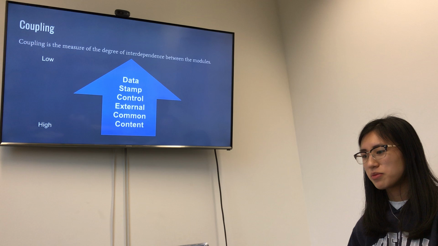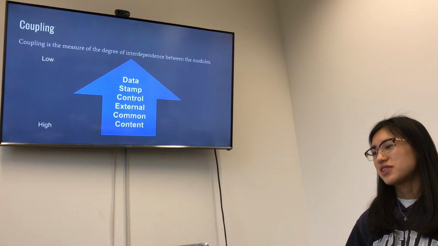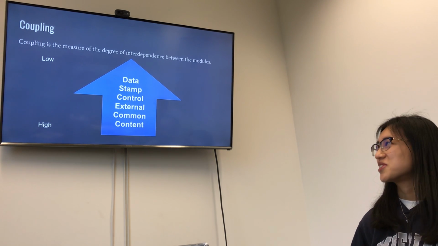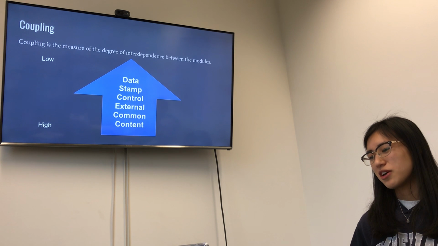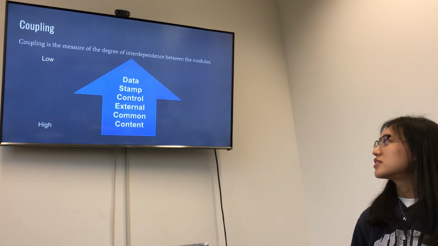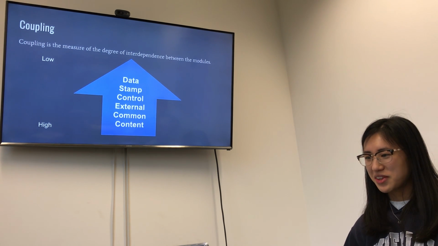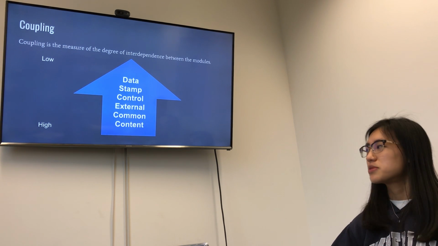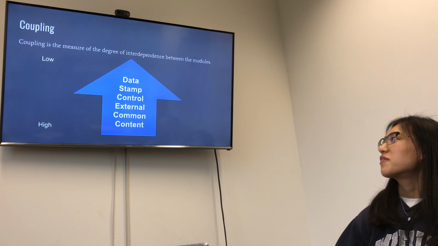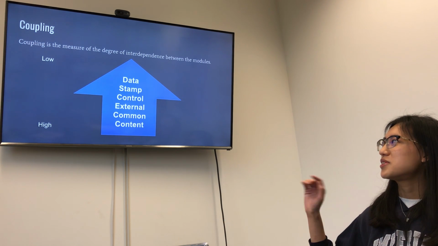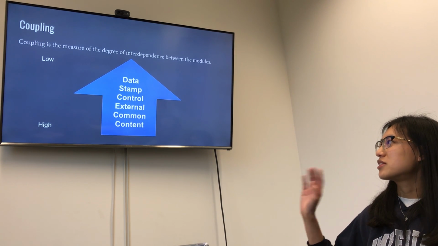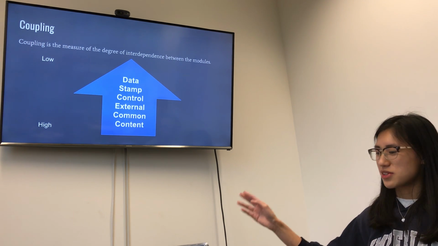So we'll just go through some of the basics, a nice refresher on some of these topics that will come into play later. We'll talk about coupling. Hopefully you all know, but we'll go through it quickly. Coupling is the measure of the degree of independence between modules. As you can see from this diagram, ideally we want low coupling. So the top is low and the bottom is high.